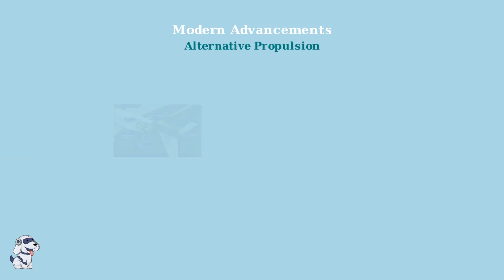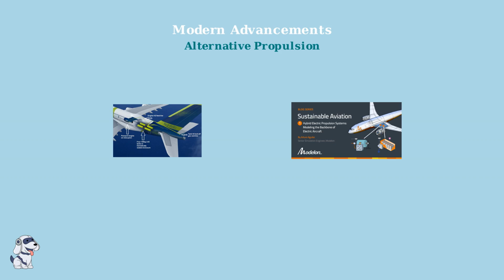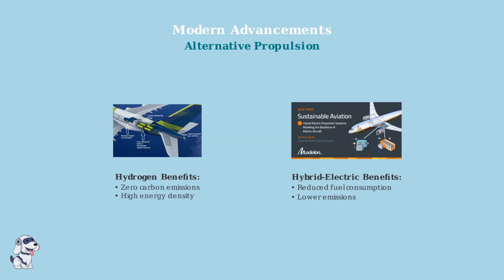The industry is exploring revolutionary alternatives like hydrogen-powered aircraft, which offer zero carbon emissions when produced using renewable energy, and hybrid electric propulsion systems for improved efficiency. Hydrogen propulsion offers zero carbon emissions and high energy density, while hybrid electric systems provide reduced fuel consumption and lower emissions, particularly suitable for short-haul flights.